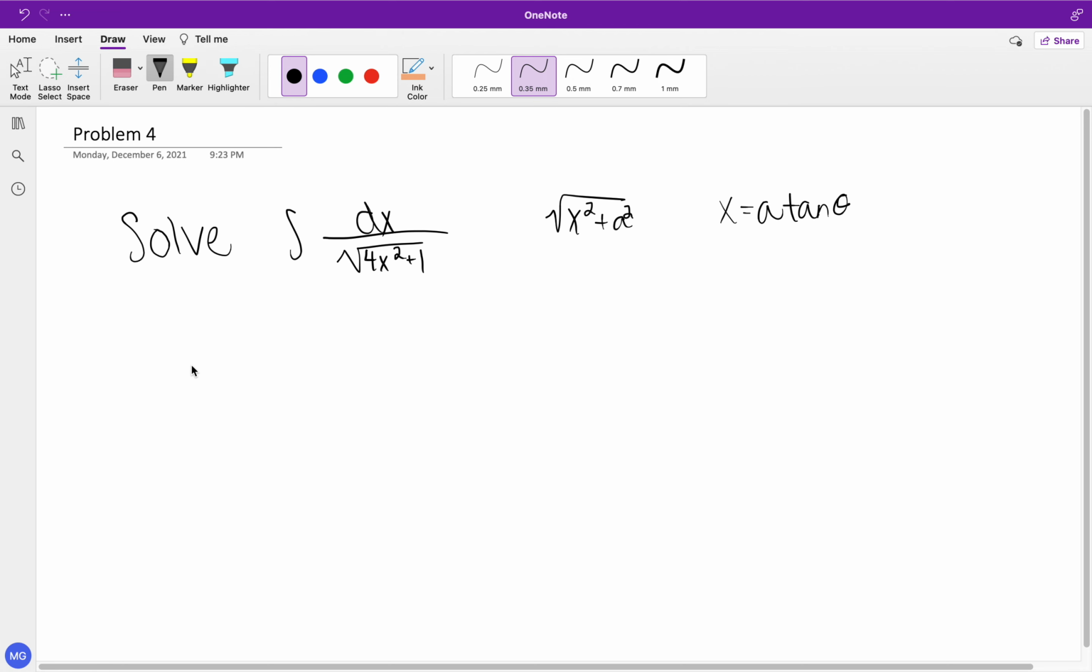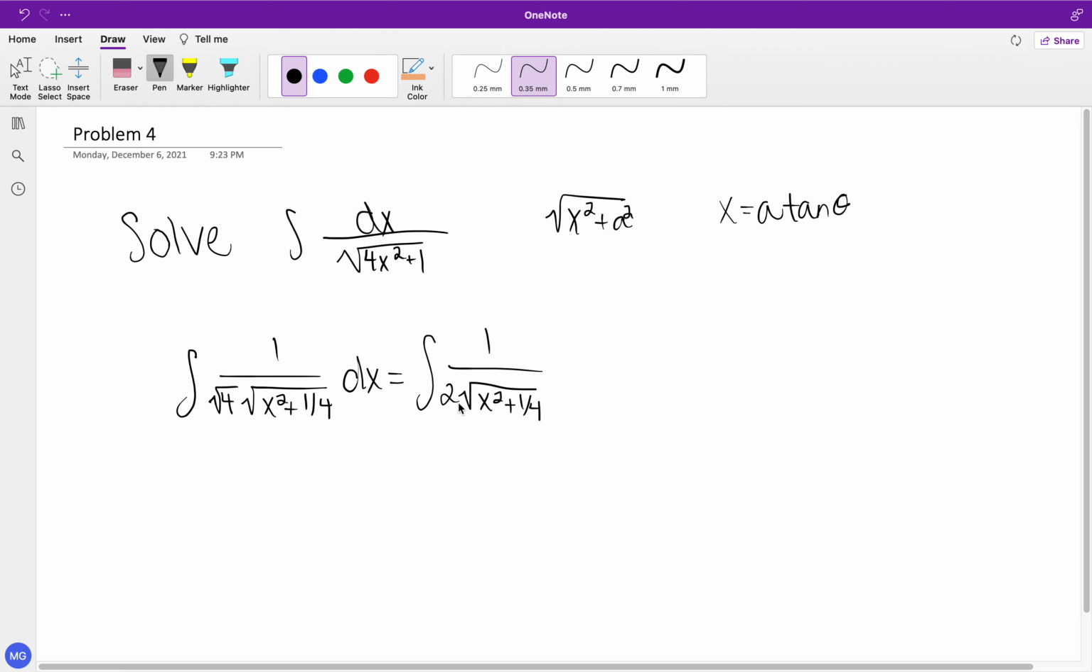Now, if we factor out a 4 from inside the square root and remove it from the square root, we would have the integral of 1 over square root of 4 times square root of x squared plus 1/4 dx. This would be the same as 1 over 2 times the square root of x squared plus 1/4.